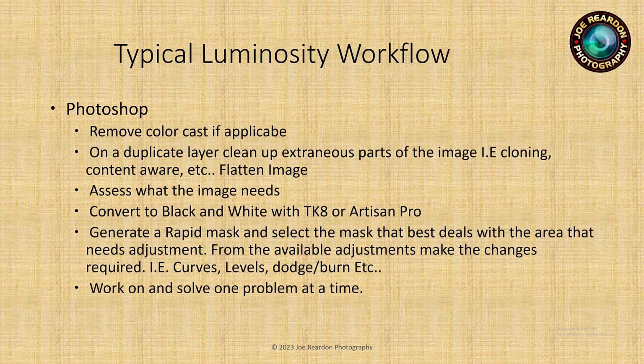Once that's done and I've cleaned it up, I'm going to flatten the image. I've cleaned the cloning, I've done the content aware, all of the extraneous stuff that needs to be taken care of. So then we assess what this image needs, and we always convert it to black and white with either TK8 or Artisan Pro, or we work in color. It really depends on your image. The image will tell you which way you should go, whether it should be black and white or remain as a color. So we'll generate a rapid mask and select the mask that best deals with the area that we need adjustment in.